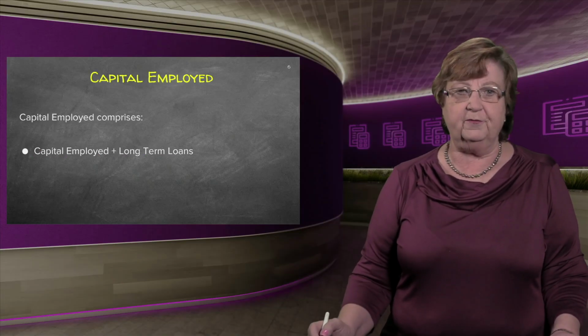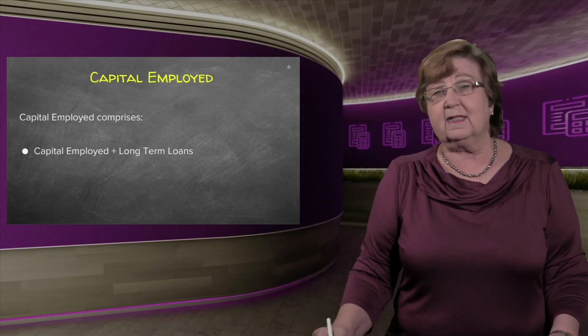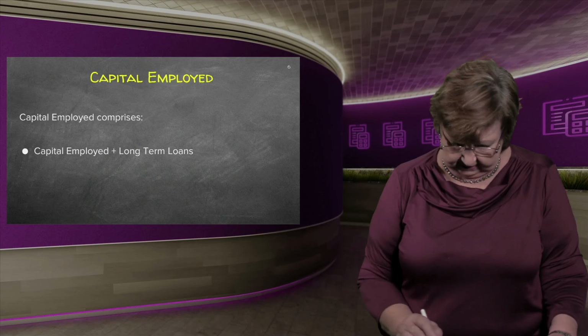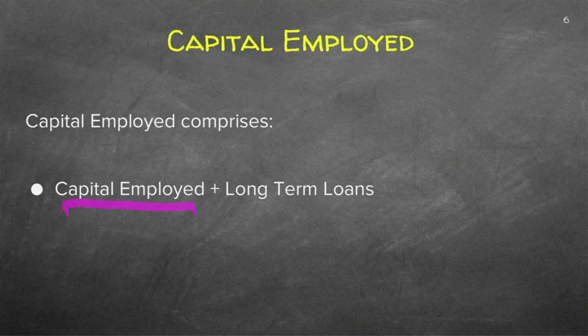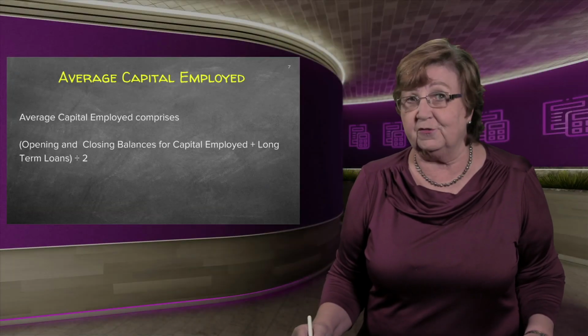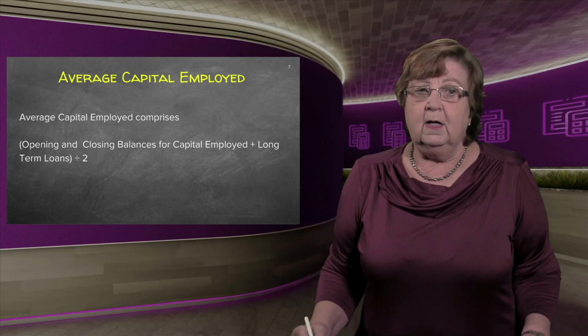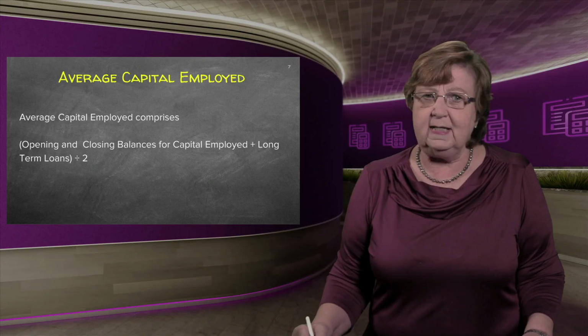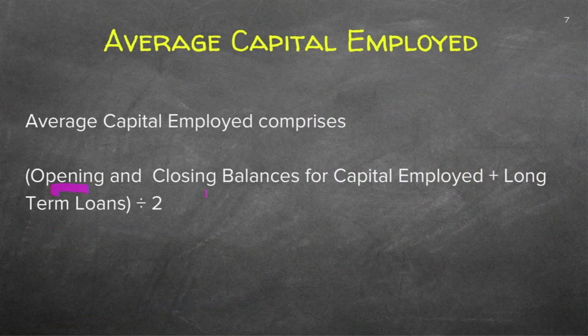So, let's move on. What does capital employed comprise? It comprises the capital employed we did in the last lesson, plus my long-term loans. Where am I going to get that information from? Obviously, from my balance sheet. Average capital employed is my opening and closing balances for capital employed plus long-term loans, divided by 2. Can you see that this part is new, or in addition to what we did in the last lesson?